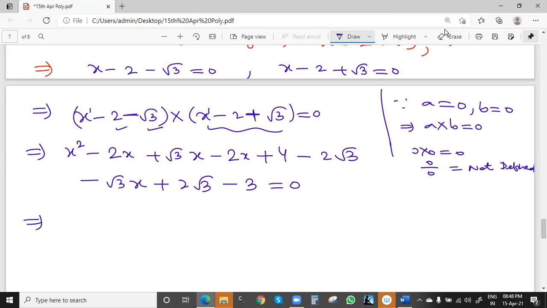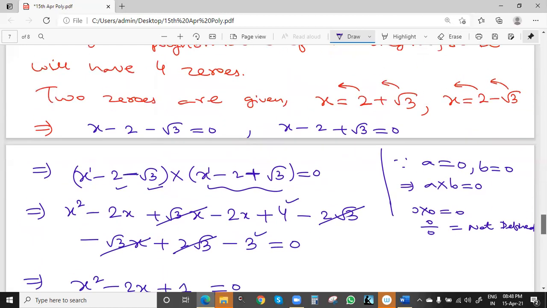So here we can simplify this equation. Root 3x cancels, and 2 root 3 cancels. So the final value is x square minus 2x plus 1 equal to 0, because 4 minus 3 is 1. This value we got from the two zeros which in the question they have already given.